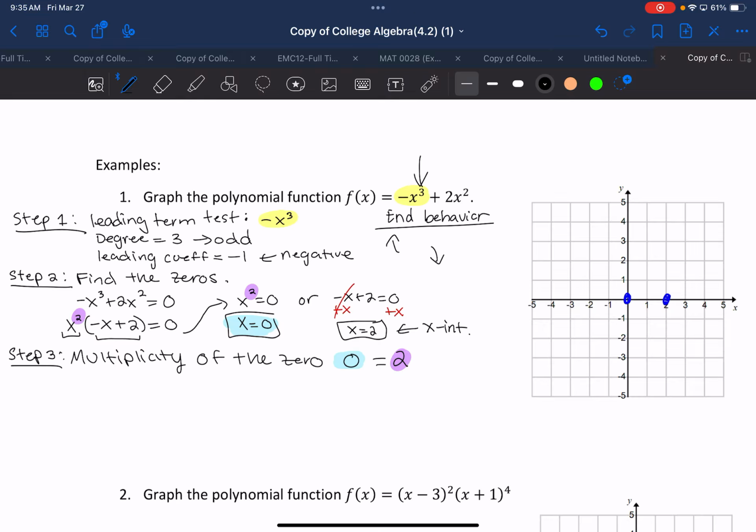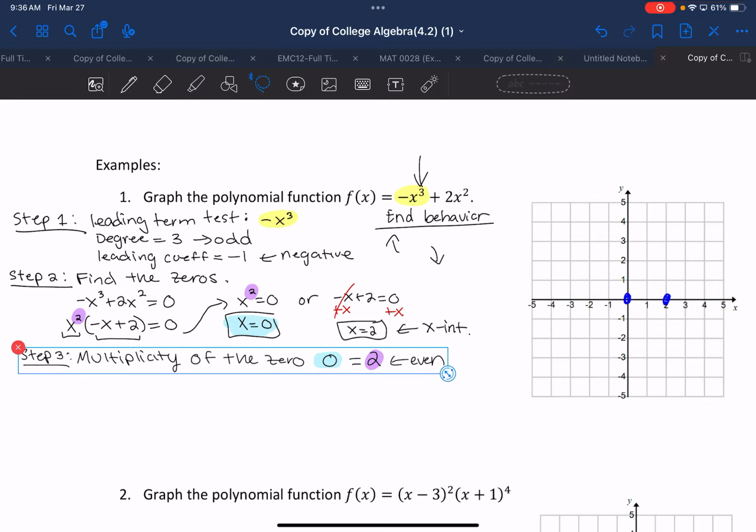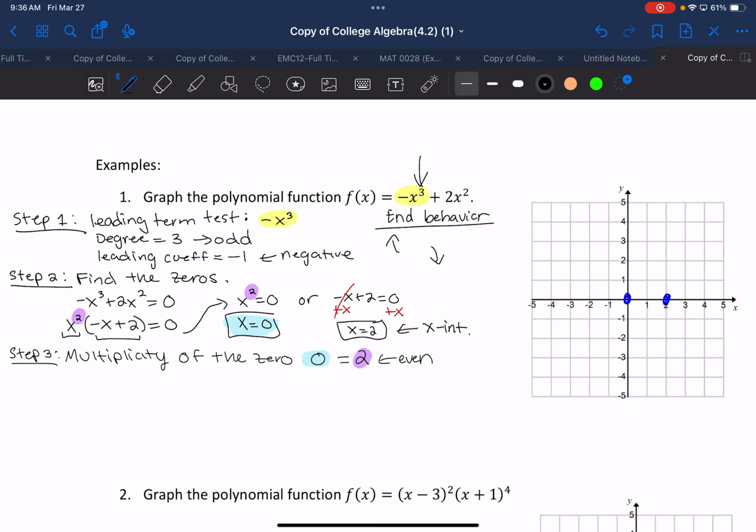But what the multiplicity tells us, if it's even, which this one is, do we remember what happens when it's even? It either means it crosses or bounces. Oh, that's right, bounces. So it goes to that x-intercept, touches it, and then goes back the way it came from.